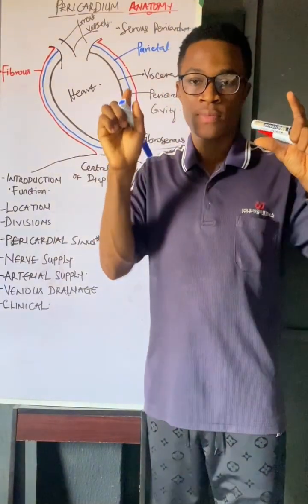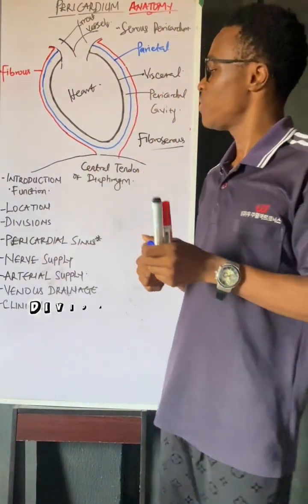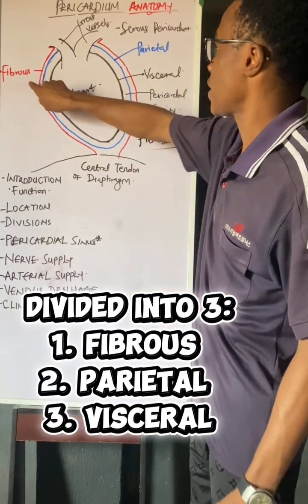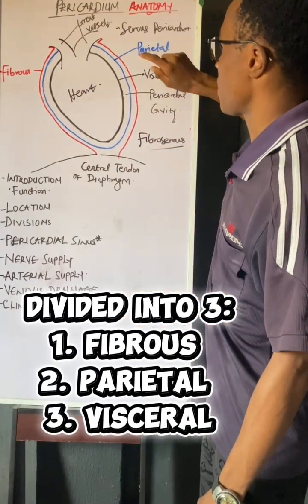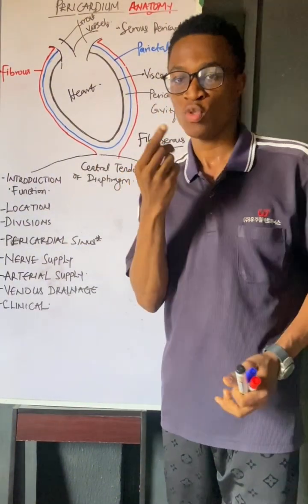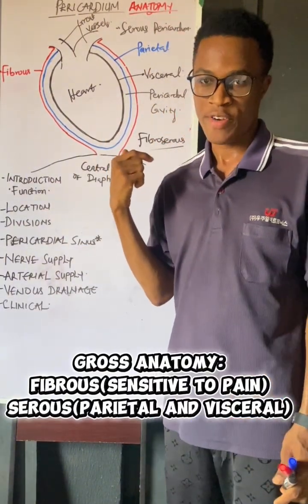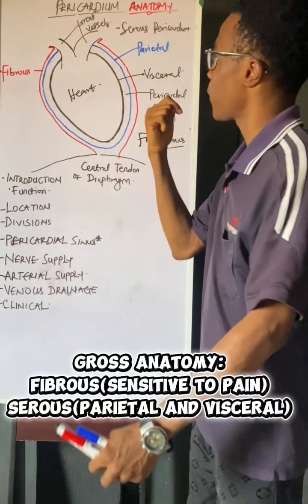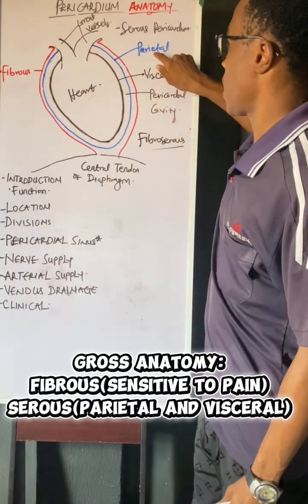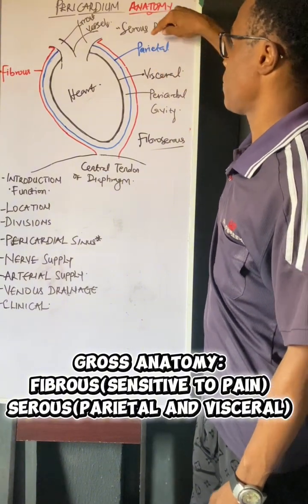Embryologically speaking, the pericardium is divided into 3, in which we have the fibrous pericardium, the visceral, and the parietal. For gross anatomy's sake, we'll be saying that we have 2 divisions of this pericardium, which are, number 1, the fibrous pericardium. Number 2, the serous pericardium.